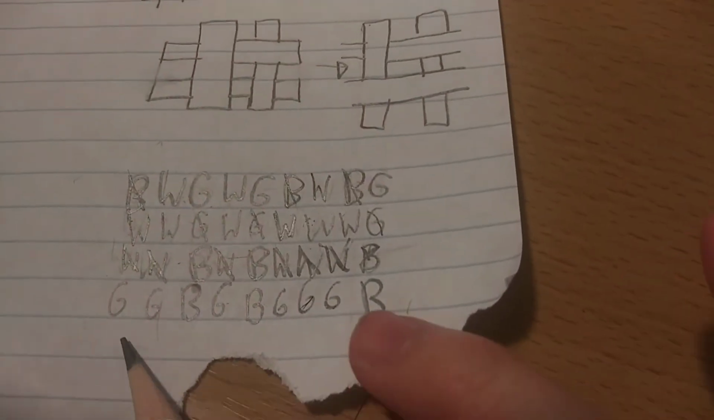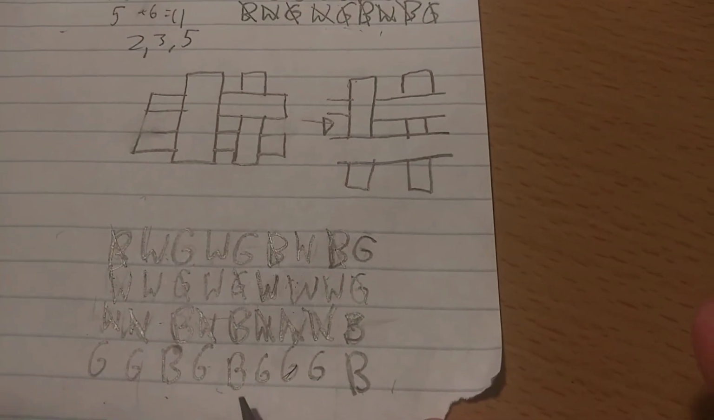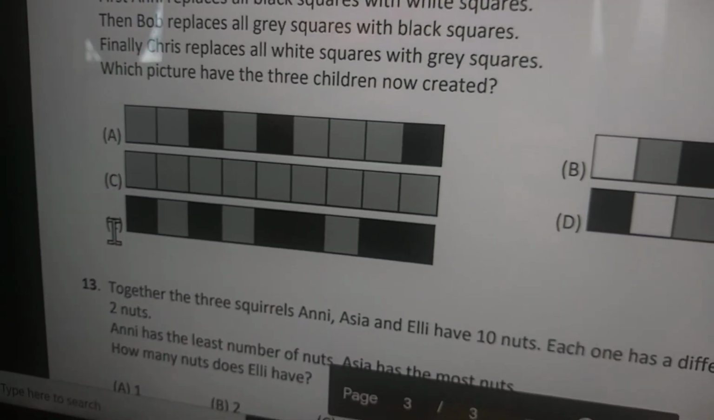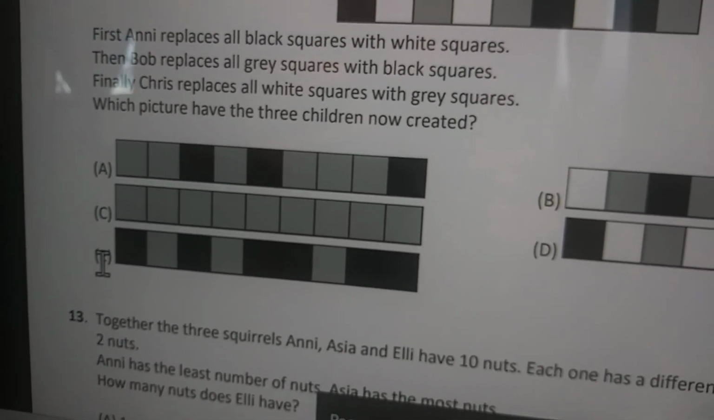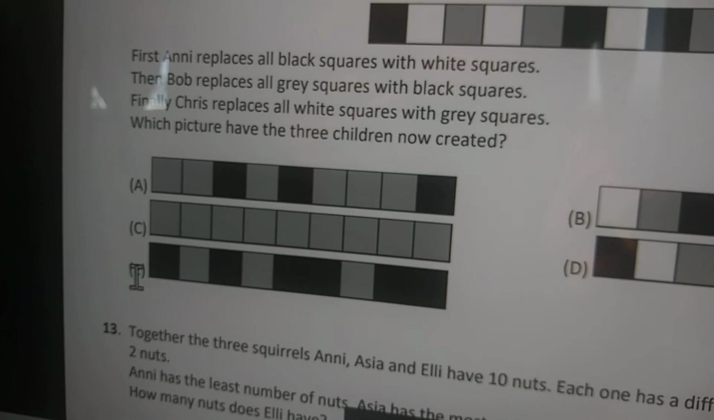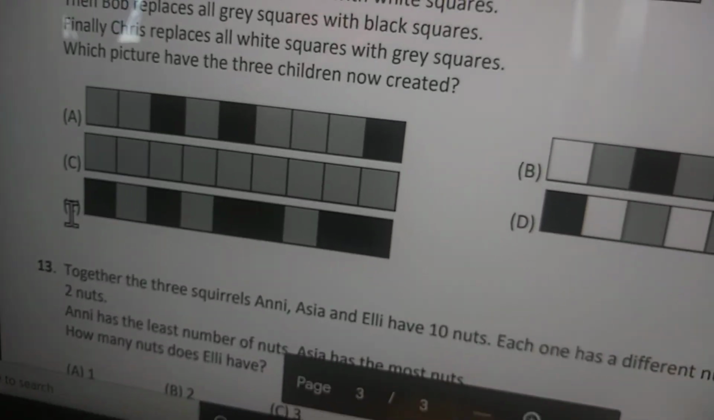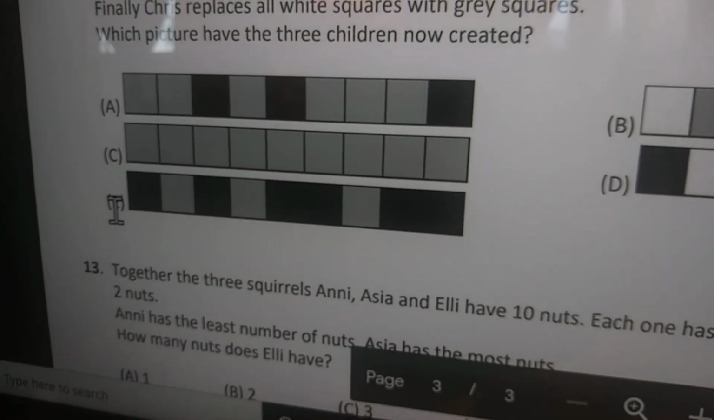So, what is going to be the answer? So, you see gray, gray, black, gray, black, gray, gray, gray, black. So, here it is again. Gray, gray, black, gray, black, gray, gray, gray, black. So, answer choice A is going to be your answer. And make sure you guys write that down. Answer choice A.